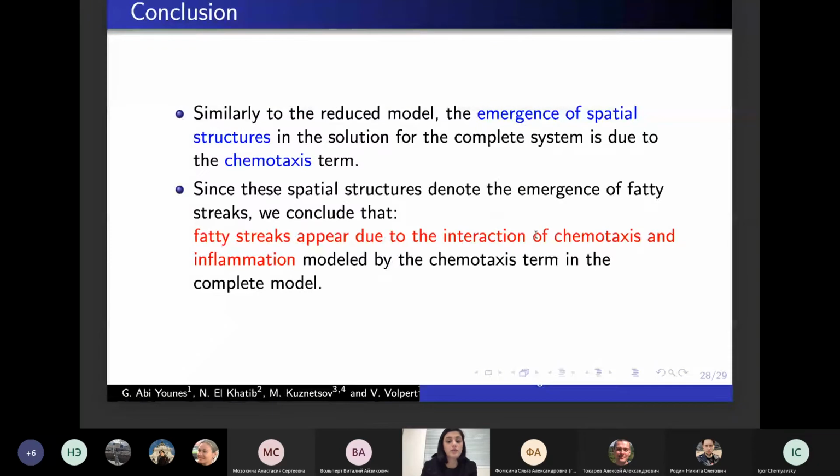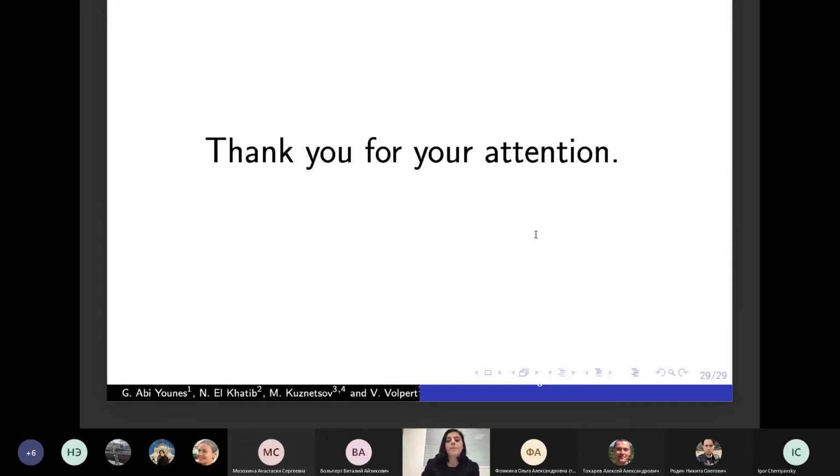And as a final conclusion, similarly to the reduced model, the emergence of spatial structure in the solution of the complete model is also due to the chemotaxis term. And since these spatial structures refer to the emergence of fatty streaks, we can conclude that fatty streaks appear due to the interaction of chemotaxis and inflammation in this complete model. And thank you for your attention.